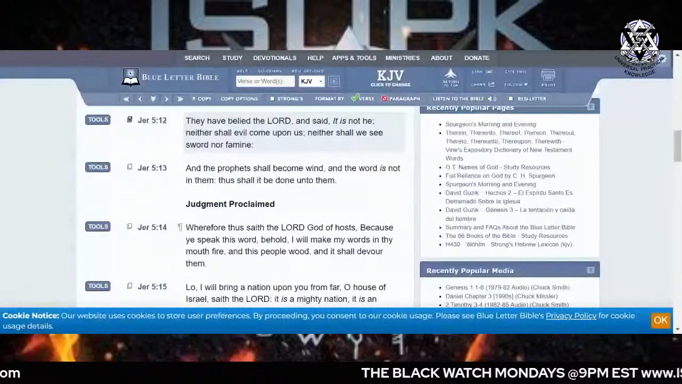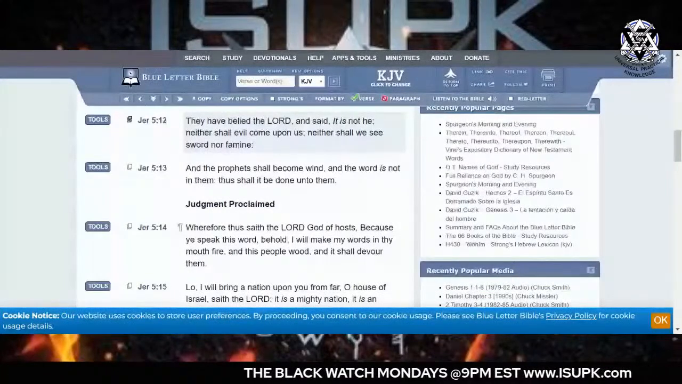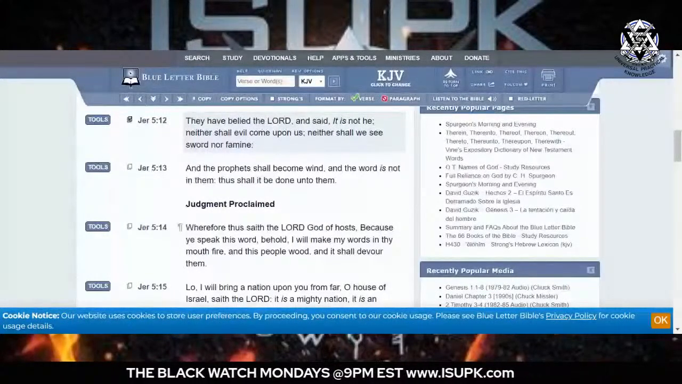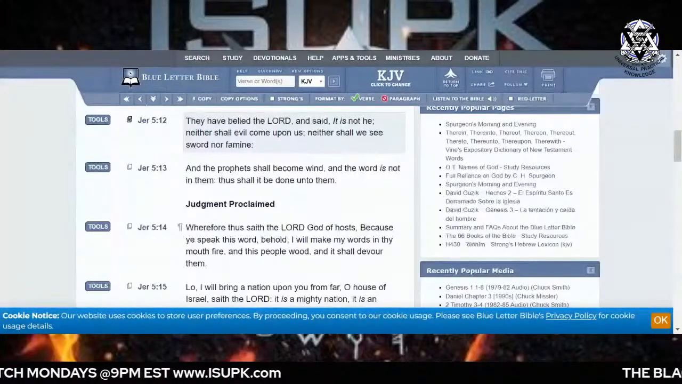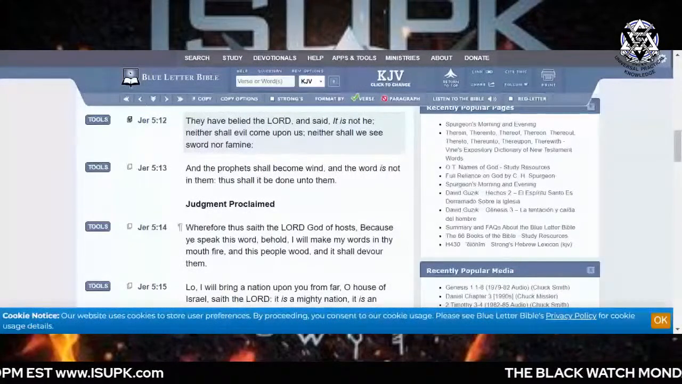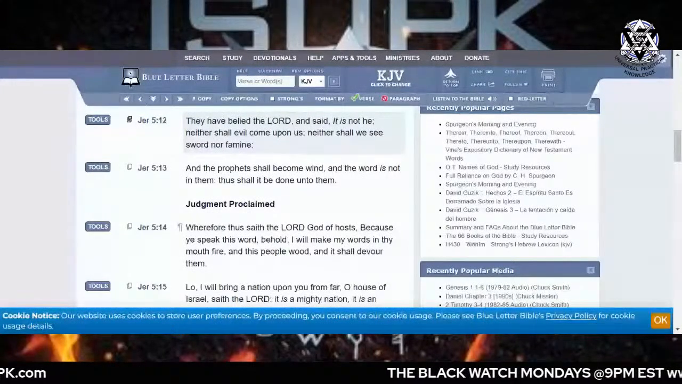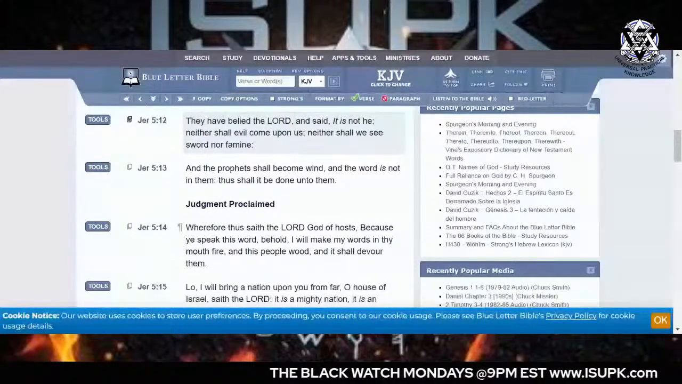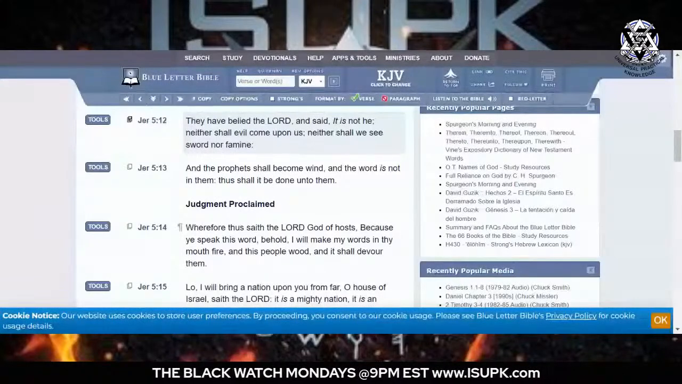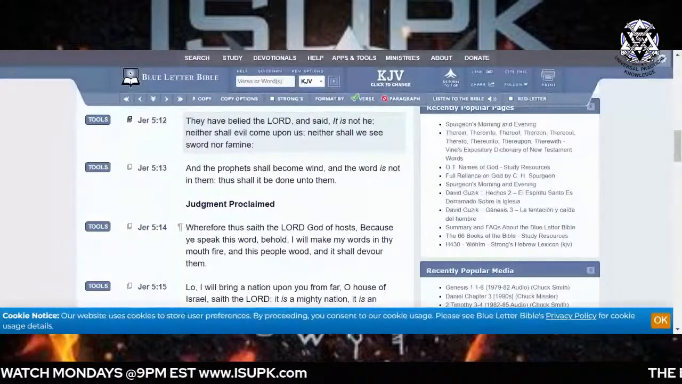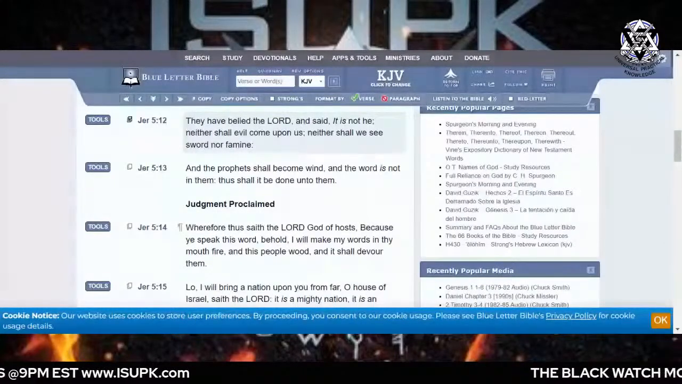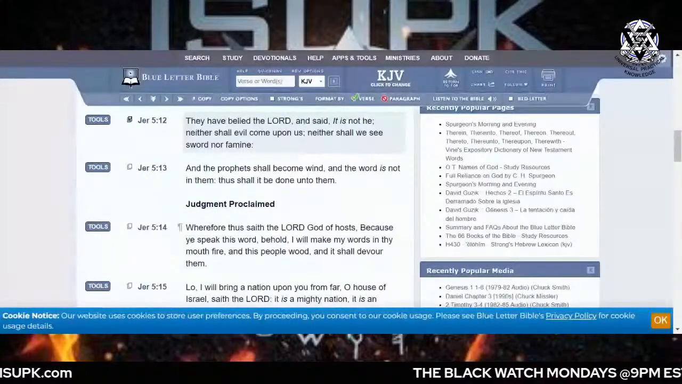Now, if you read Jeremiah the 5th chapter, I highly recommend it. It's a very good chapter. I mean, really, the entire book is really amazing, very much amazing. So now the whole point is that when it says they have belied the Lord, right? Notice that we are not using the entire scripture, just a portion of it.